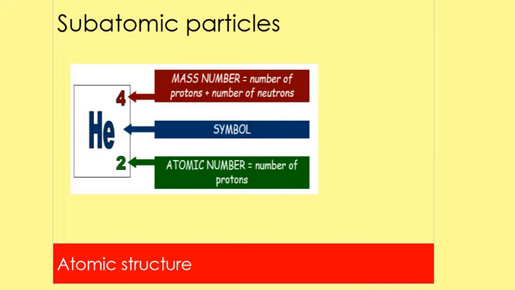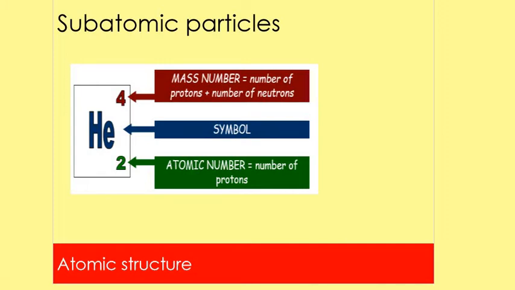The mass number tells you the relative atomic mass of an element. Now, we're used to seeing whole numbers from GCSE, and so if we take this helium for an example, we can see that the helium has a mass number of 4, and we can then work out that that means it has 2 protons and 2 neutrons, because the number of neutrons is the mass number minus the atomic number.